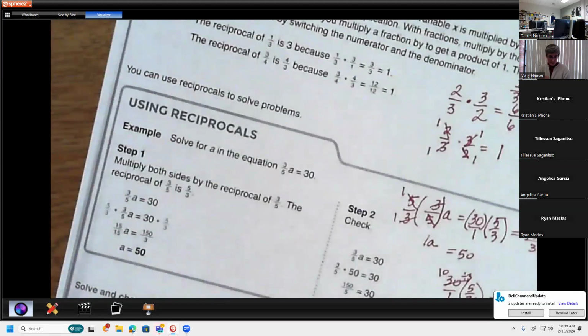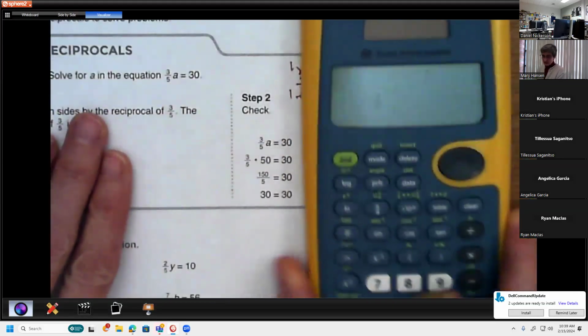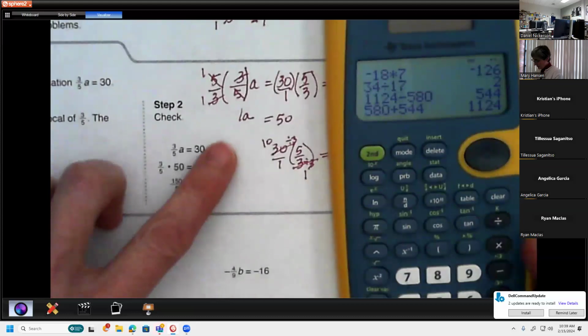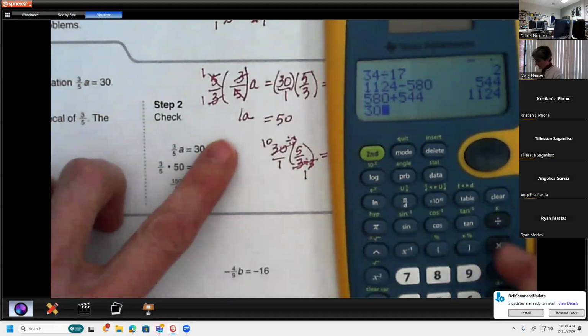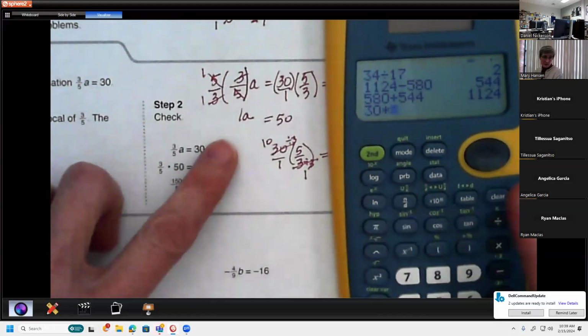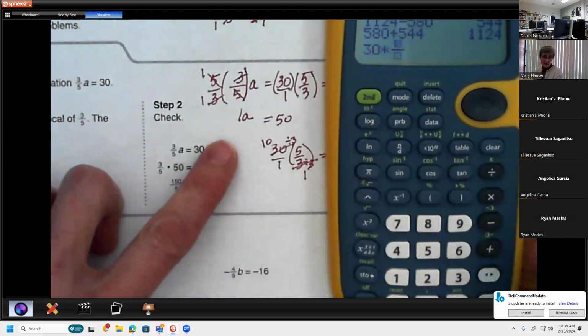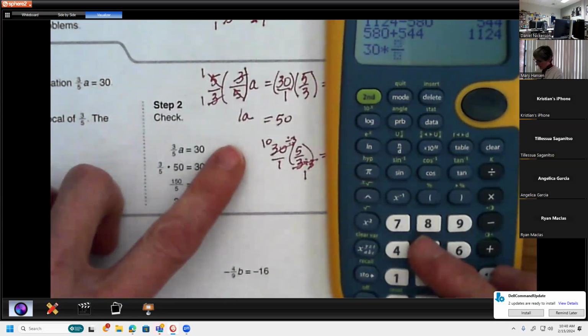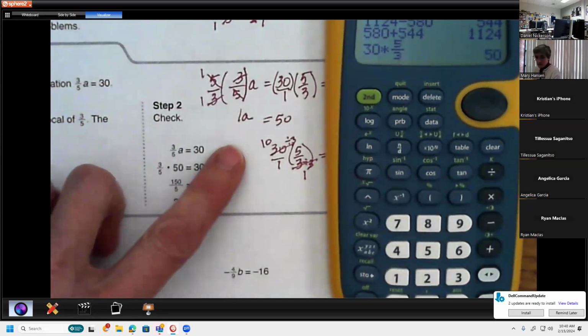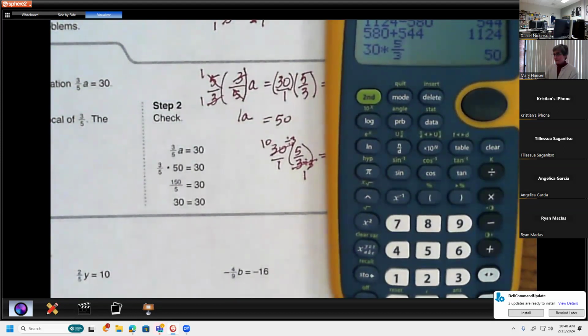Either way works. Final way is if I want to take 30 times the fraction, remember the fraction key on our GED calculator is 3 above the 7, and I'm going to multiply it times 5/3. And it will also tell me that it's 50.